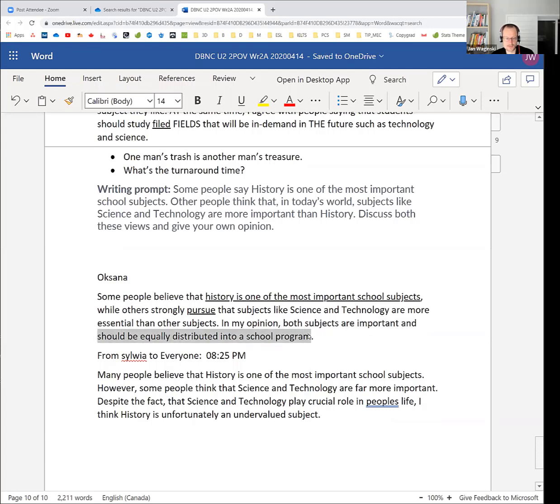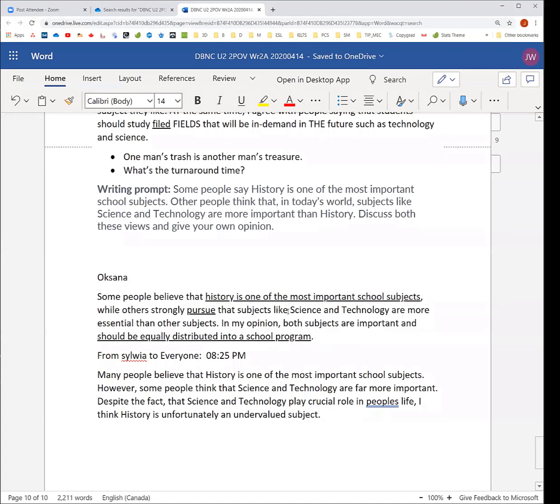This last part is a little bit awkward. All right, how do we fix this? Oksana, how would you put this in your own words? The history, okay. Some people believe that history subject is very important in school program. I just turn over the sentence, you know? Nothing changed actually.